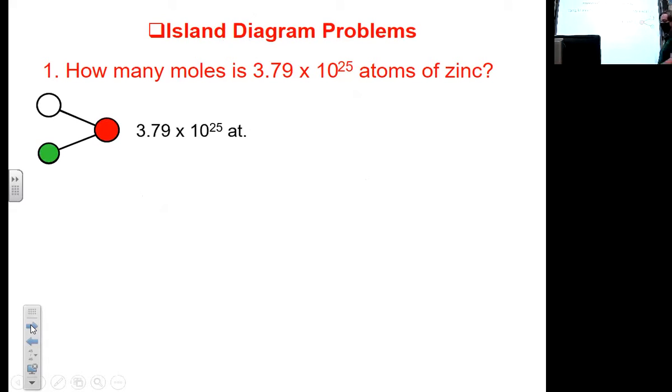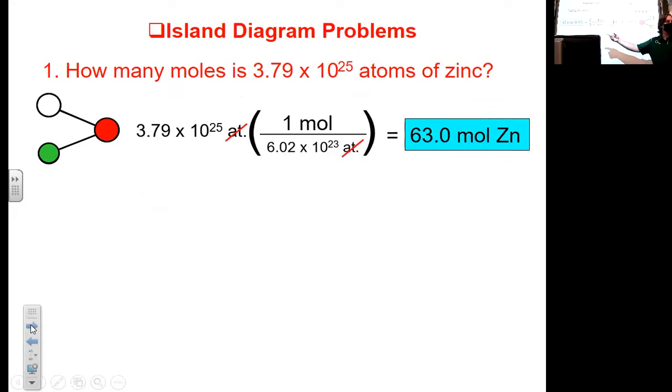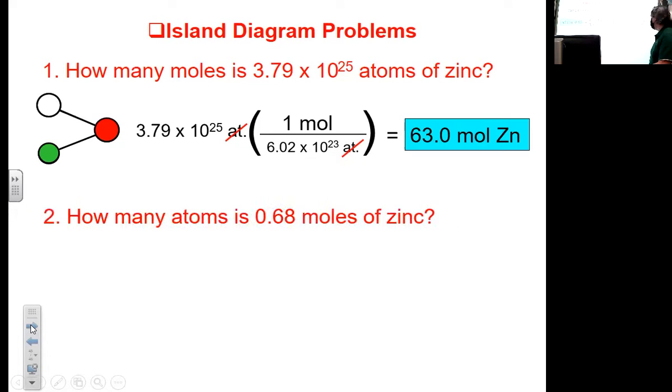All right, they did the same thing we did. Bam, bam, bam. Set it up right. Look at that. Kicking tires like fires. They said 63 moles of zinc, but they're only talking about zinc, so I'm fine with that. All right, let's try another one. How many atoms is 0.68 moles of zinc? So this is the same question backwards. Instead of up here, where they were asking how many moles in atoms, right here I'm asking how many atoms in moles.